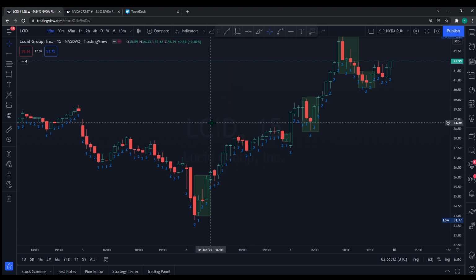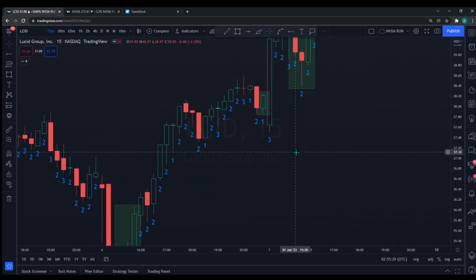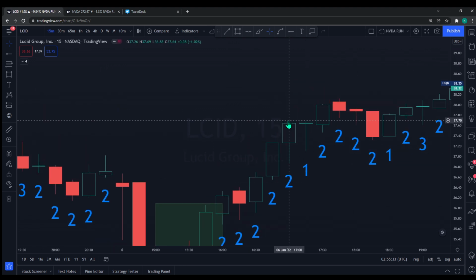I'll leave the name of this indicator in the description of this video, but I'm going to go over the candles and the candle types and what they mean real quick. So a 1 candle that you can see right here is an inside candle. What this means is that this candle broke neither the high or the low of the previous candle. It just stayed inside, right?